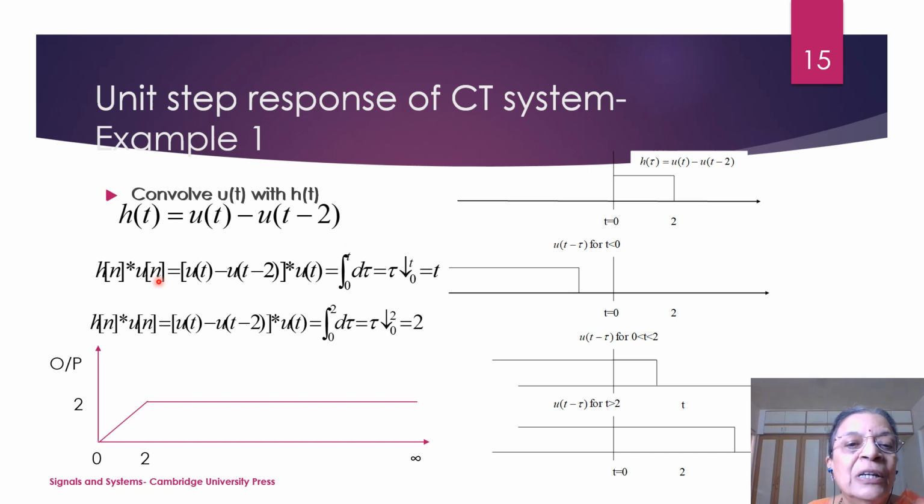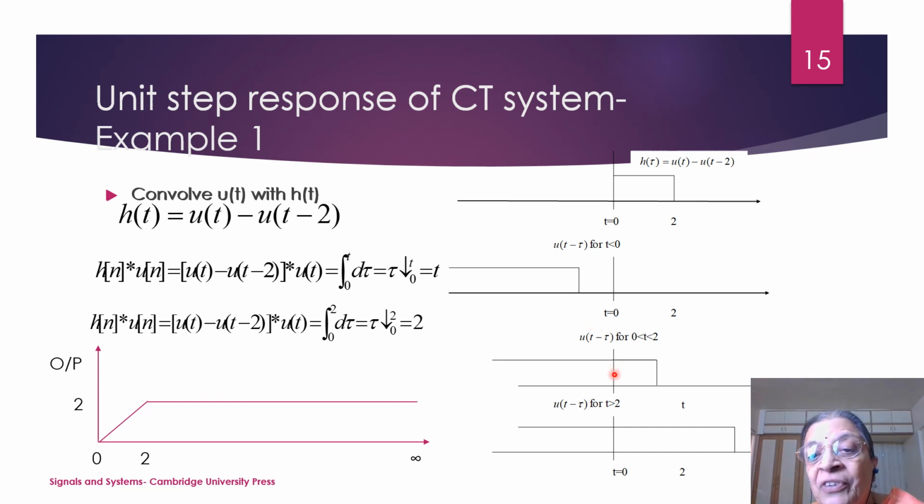Now convolve it with u(t). What will I have to do? I have to take the mirror image of this u(t), start with the maximum negative value, and go on shifting. When I shift this right edge, until I take it up to 0, there is no overlap. So the output will be 0. Below 0, the output is 0.